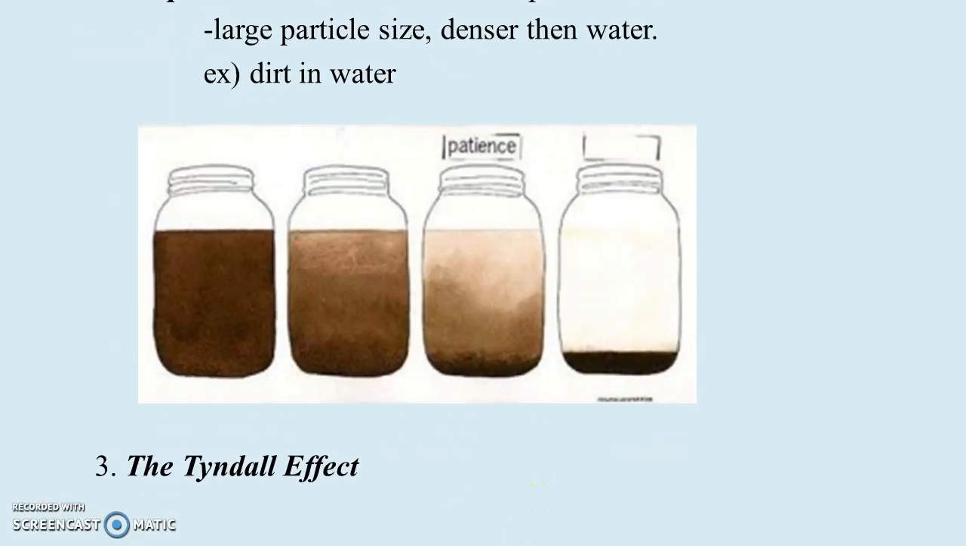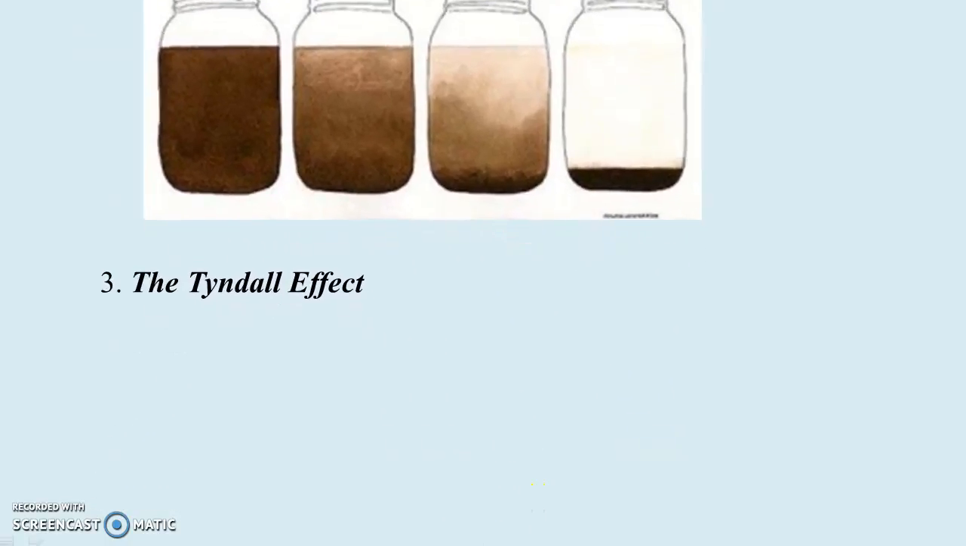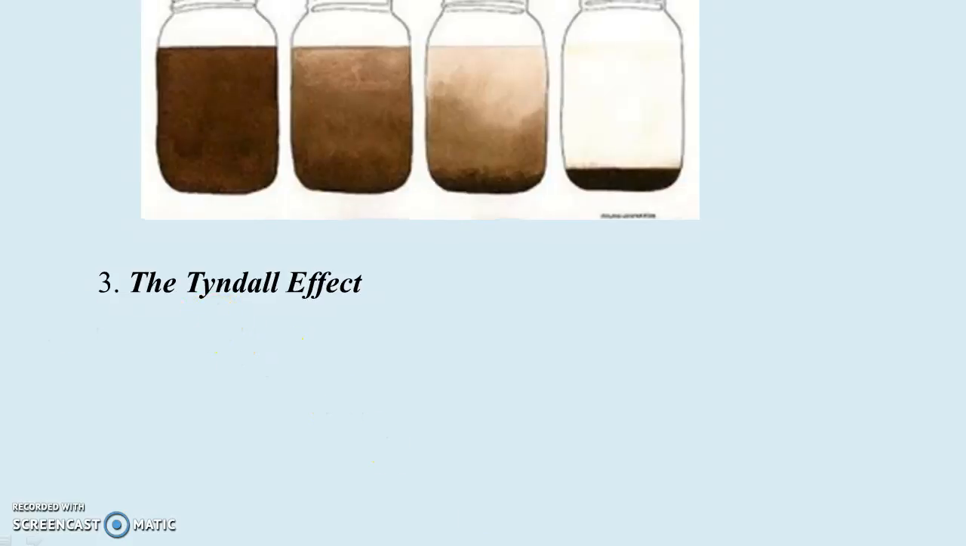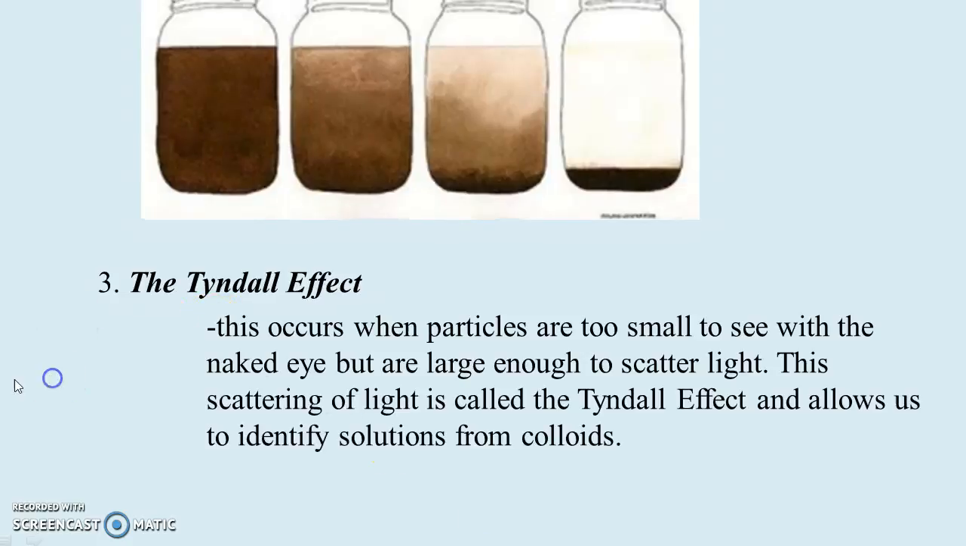And how do we tell if it's a colloid or a suspension or a solution? To do that, we use what's called the Tyndall effect. So this occurs when particles are too small to see with the naked eye, but are large enough to scatter light. This scattering of light is called the Tyndall effect and allows us to identify solutions from colloids. I'm going to show you a picture in a couple seconds. I'll give you a second to start writing it down. Remember, you can always pause the video if you need to.